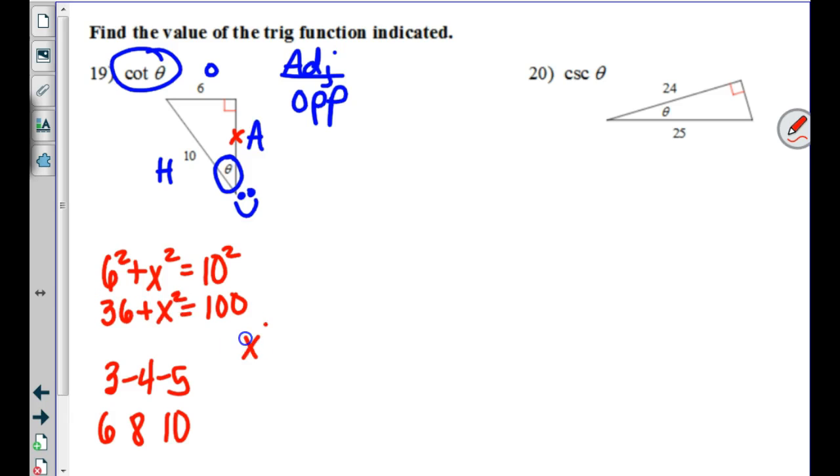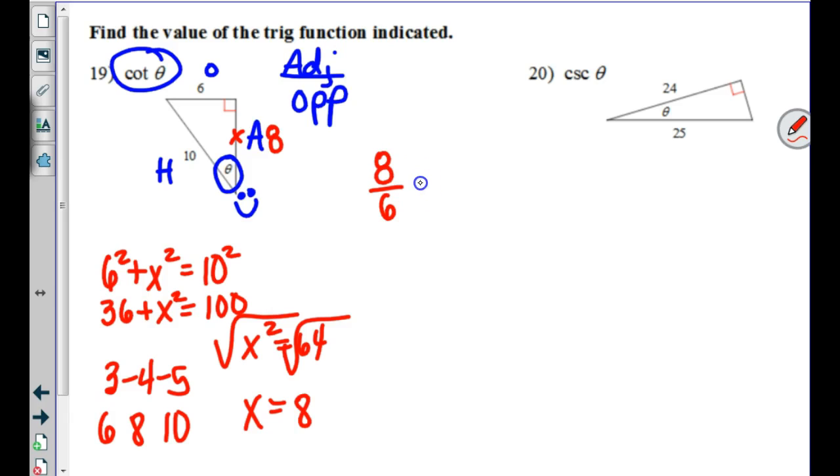If I subtract, I get 64. I square root, I get plus or minus 8. But can we have a negative 8 on a triangle? No. So this side is 8. So adjacent over opposite is what? 8 over 6, or 4/3.